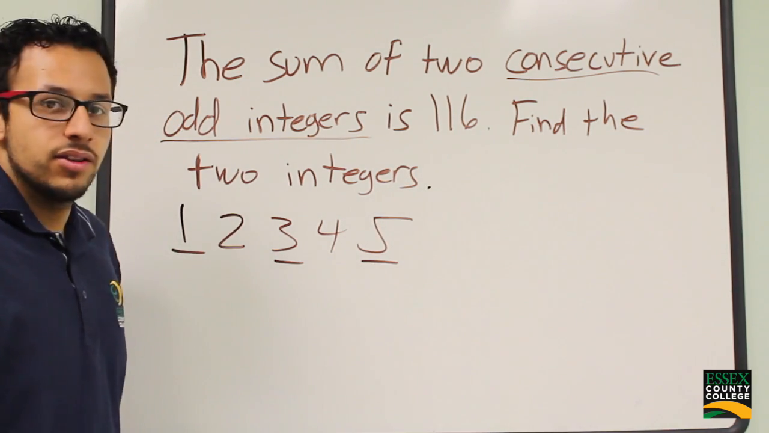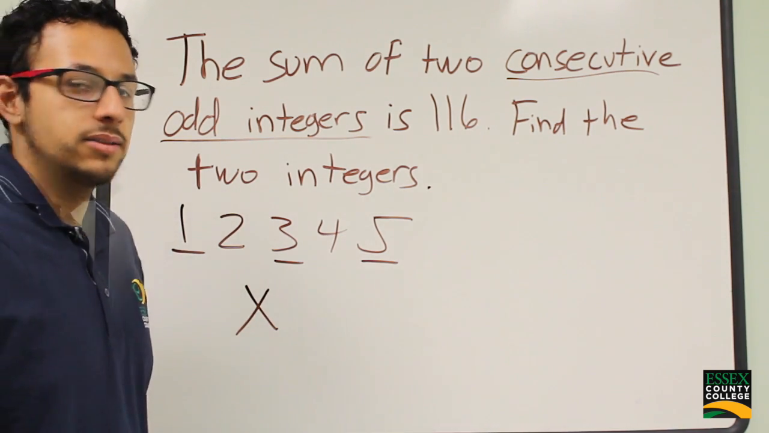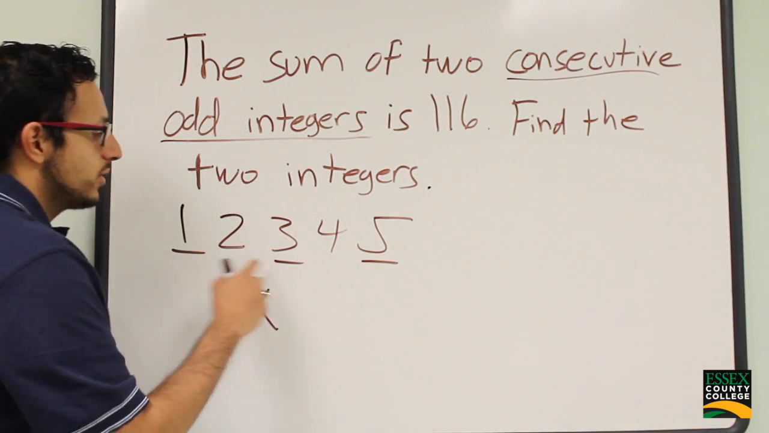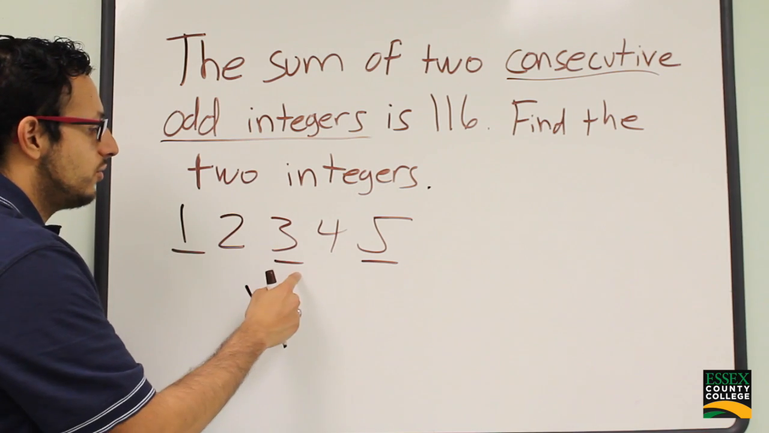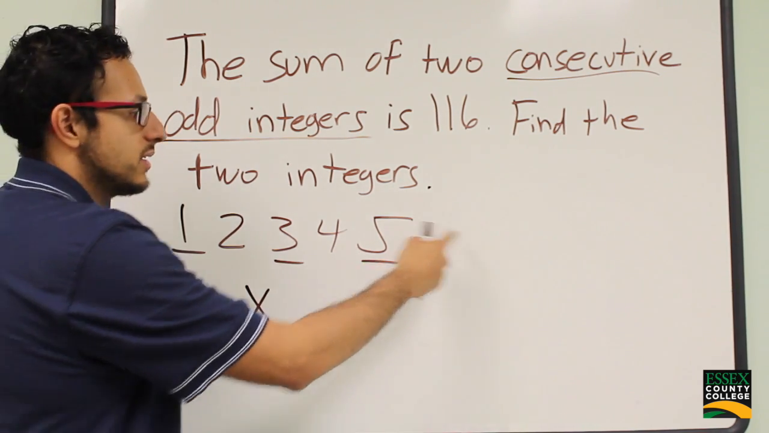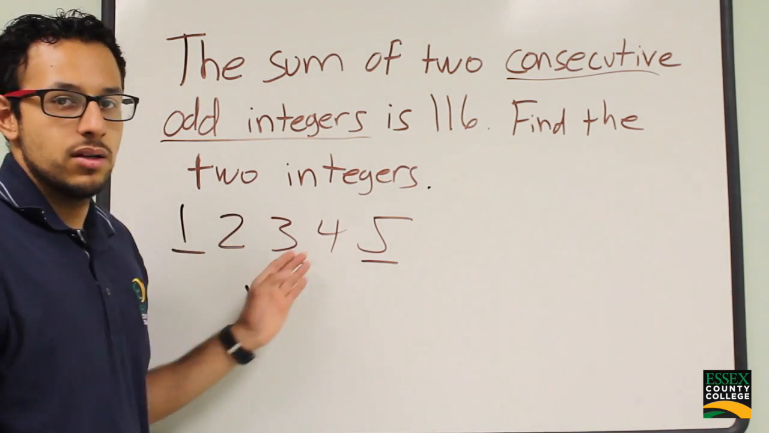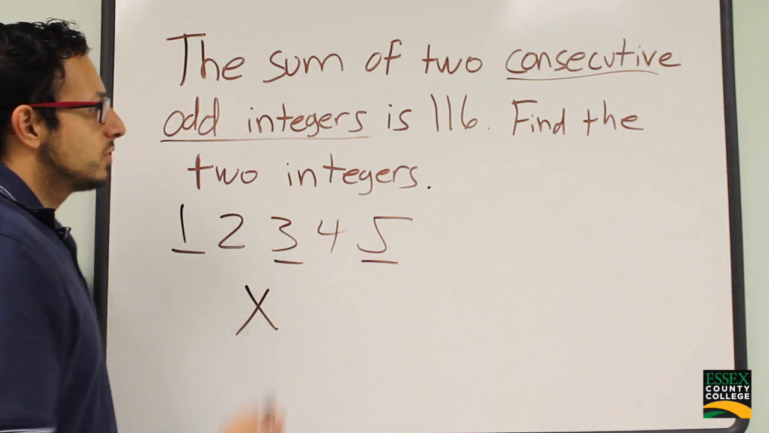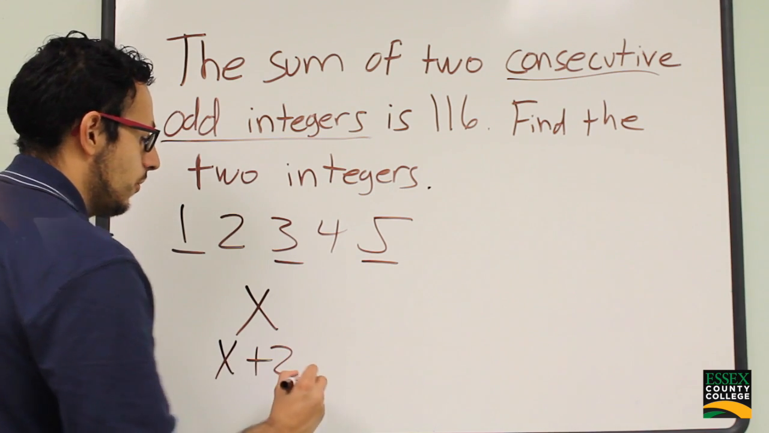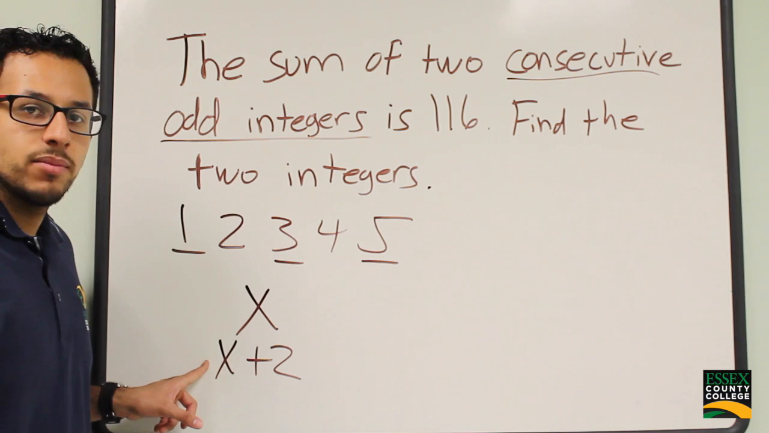So if one odd integer we don't know, we can simply write it as x. And if we see the pattern of odd integers, they always go up by 2. From 1 to 3, it goes up by 2. From 3 to 5, it goes up by 2. The next odd integer is going to go up by 2. So we're adding 2 to each consecutive odd integer. So the other integer, we can write as x plus 2. So these can be our integers: x, and the second integer is x plus 2.